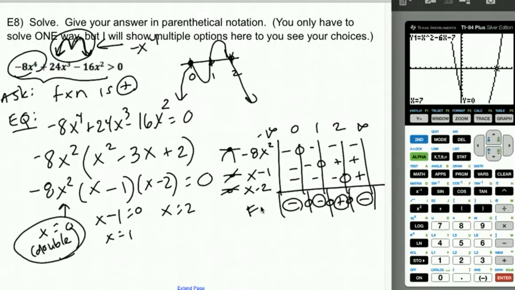So this is, I'm just going to say function. So I want when this thing is positive, and it's going to turn out that this is my only answer, right? And you can see that that's true in both cases. So my answer is going to end up being 1 to 2.